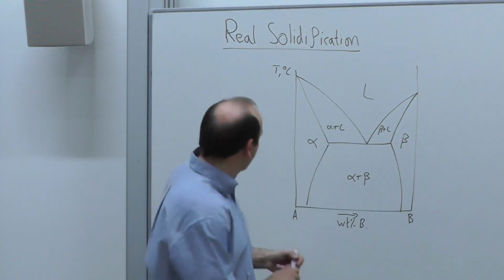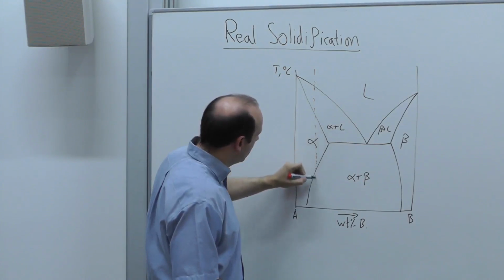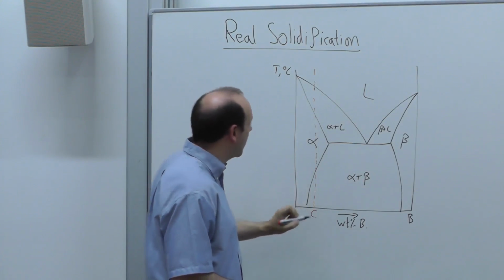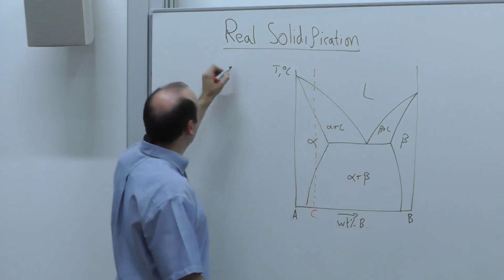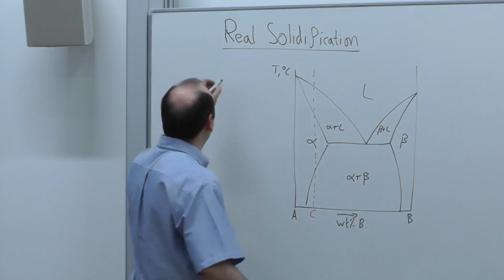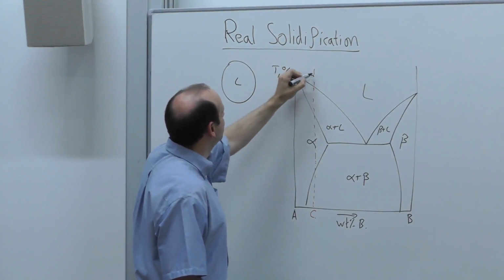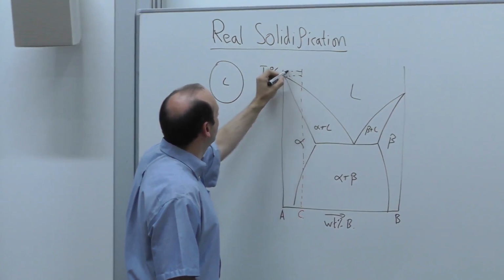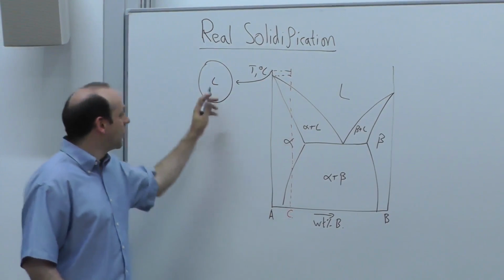So if we're at a composition here, that composition there, then we'd start off here all in the liquid. So we'd have a micrograph that would look a little bit like the following. So it would just all be liquid at this particular temperature, temperatures above the melting point of pure A. So then we'd be all in the liquid.